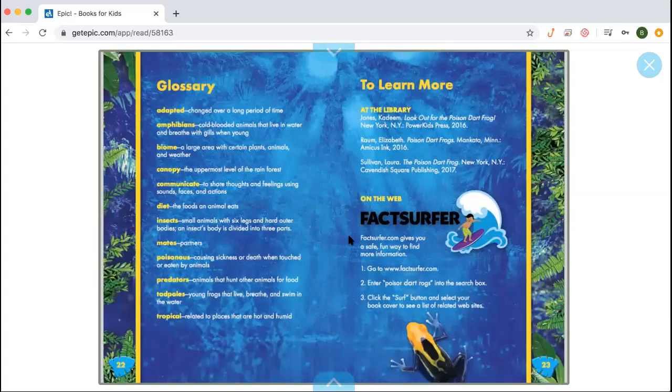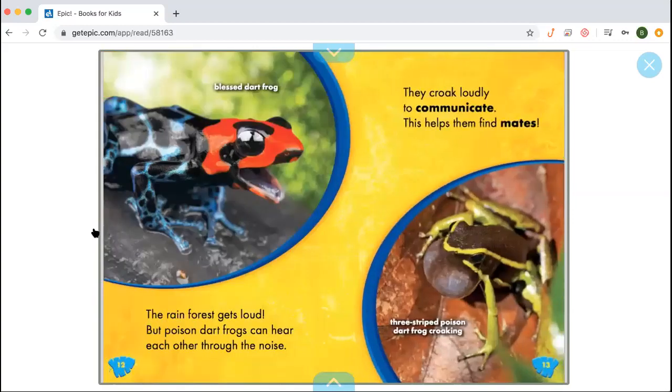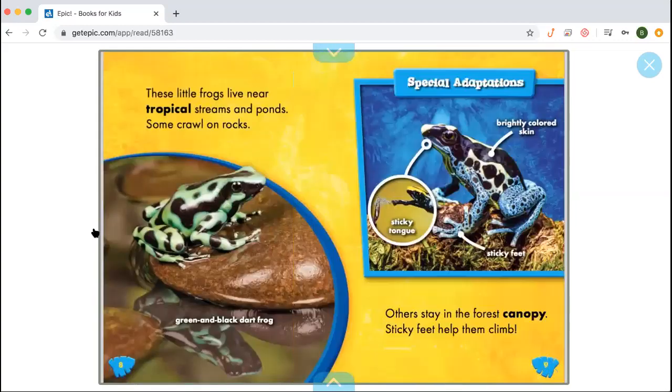Canopy: the uppermost level of the rainforest. So a rainforest has many levels. Animals live on different levels. And so these dart frogs live on the very, very top of a huge rainforest. So it says others stay in the forest canopy. Sticky feet help them climb.